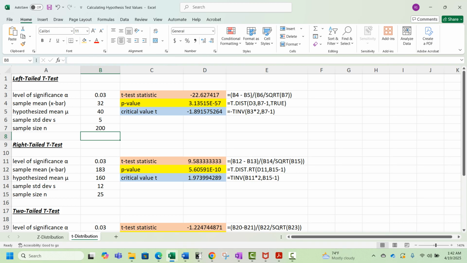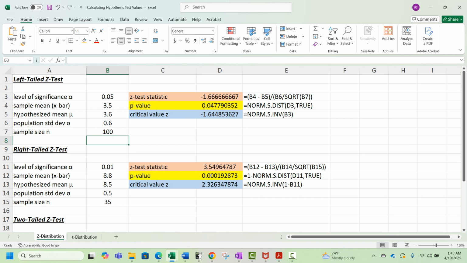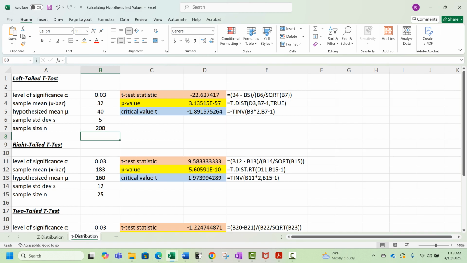So you see that critical value is negative 1.8915, and I'll come over here to the z. I'll put in 0.03 and 200, and they'll be fairly close. The bigger the number, the closer it gets. So it's negative 1.88 here, and it was negative 1.89. As n goes up, they would start getting closer together.